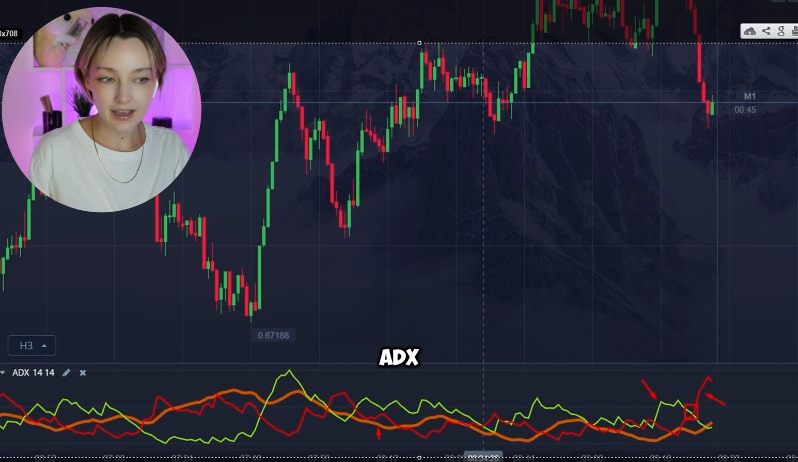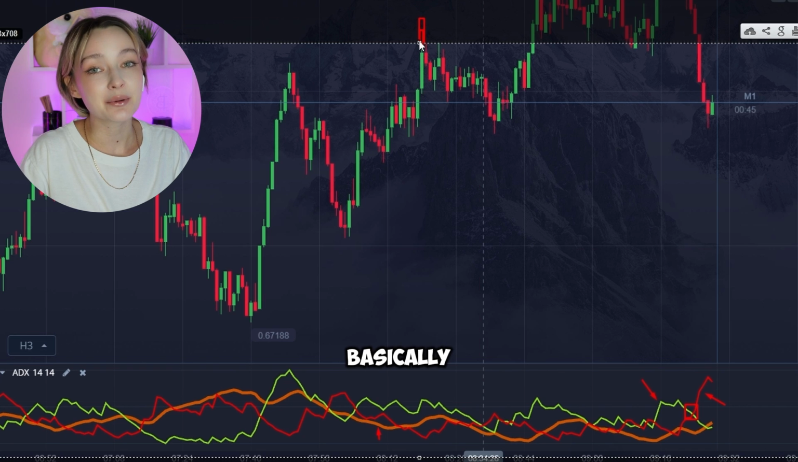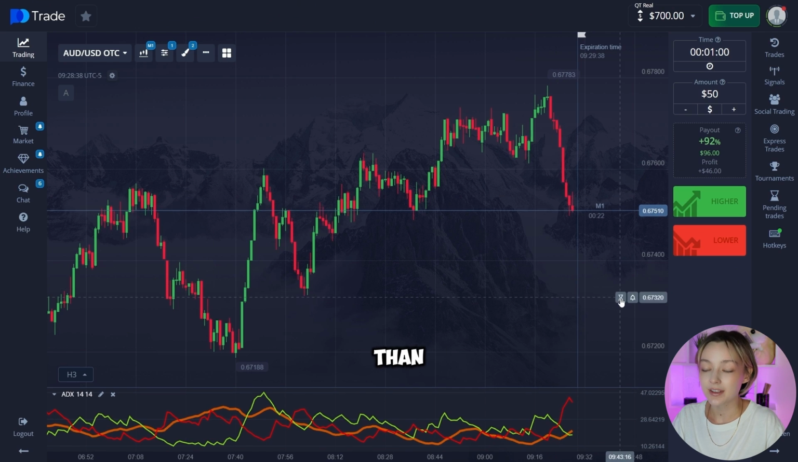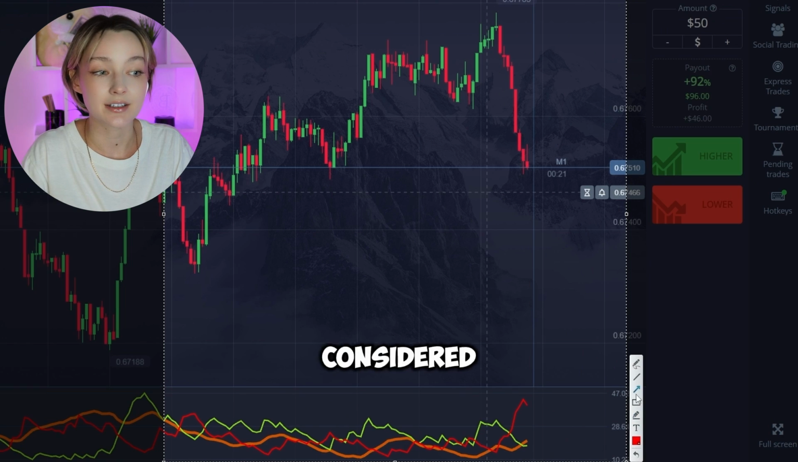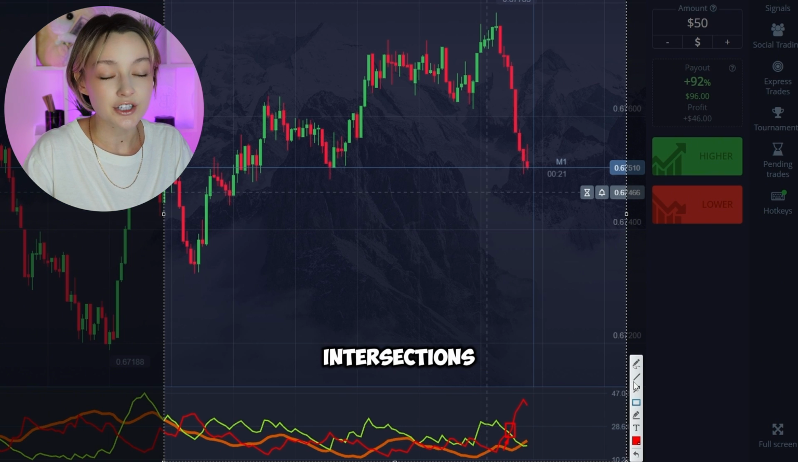The lower the ADX line falls, the lower the volatility is. Basically, whenever ADX gets lower than 30%, the market volatility is considered low. So there's a high chance of a reversal at that moment. Our task is seeking intersections of the green and red lines.